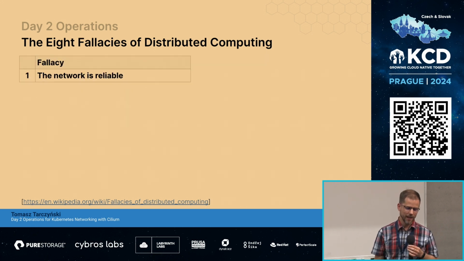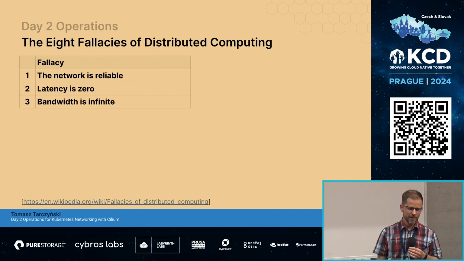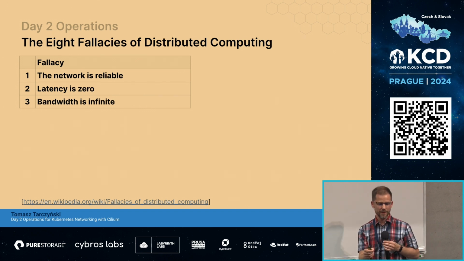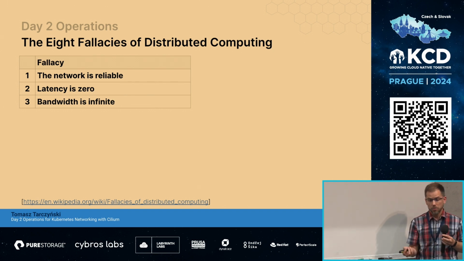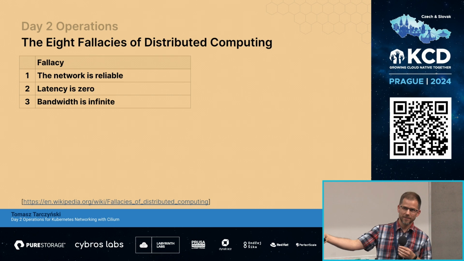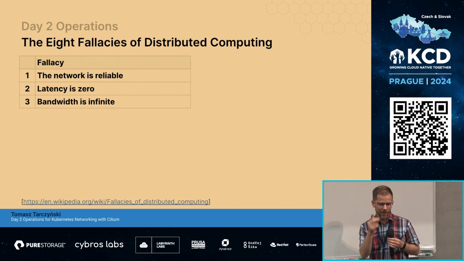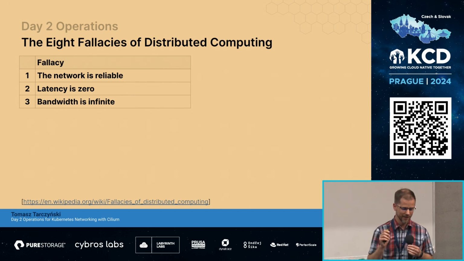And the assumptions are, number one, that the network is reliable. People tend to assume that. Stuff like latency is 0 and bandwidth is infinite. Basically, if we run network distributed systems long enough, we then learn the hard way that all of those are false. They are all not true.